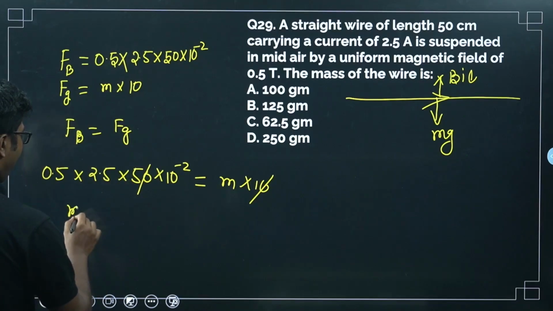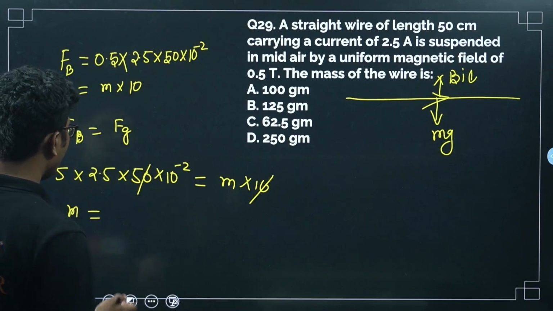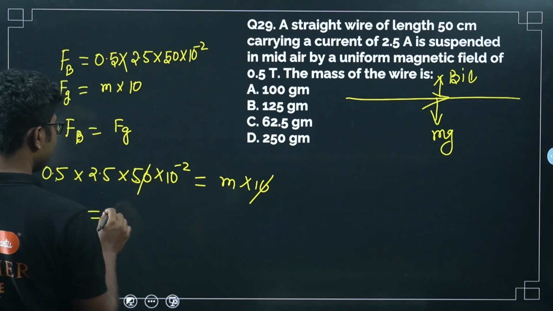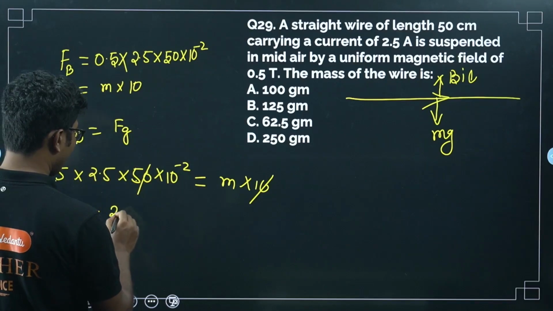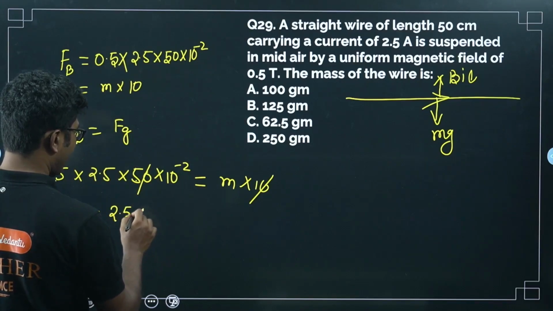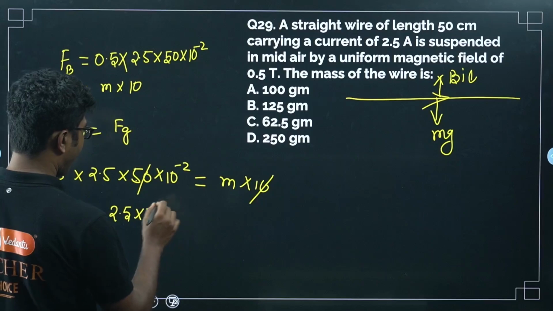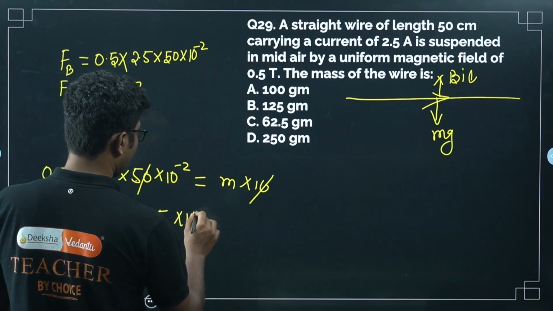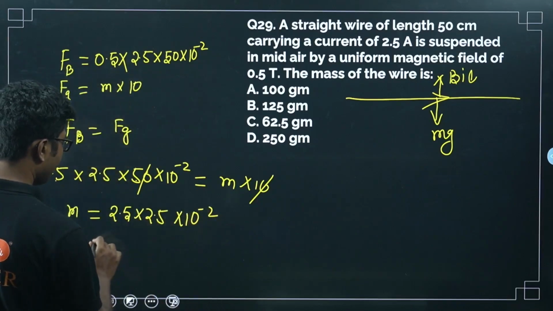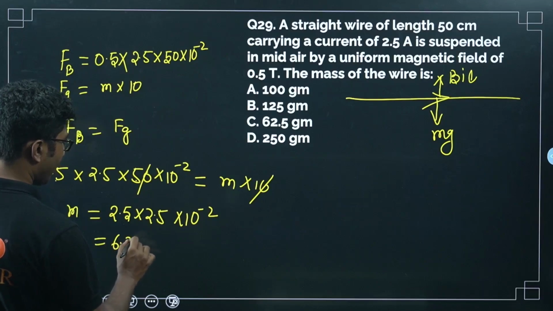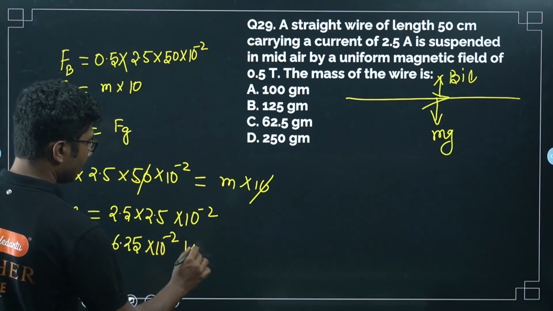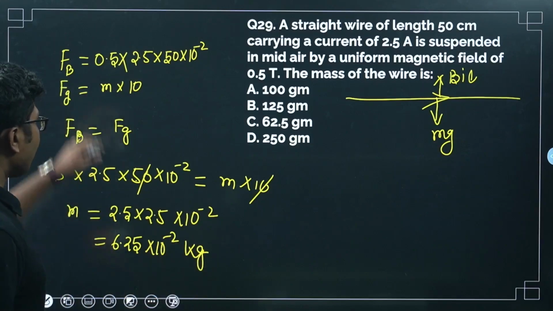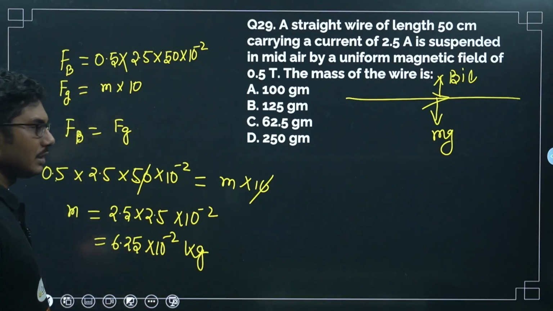So m should be equal to, 5 5s are 25, so again 2.5 times 2.5 times 10 to the power of minus 2. If you multiply them, it will be 6.25 times 10 to the power of minus 2. This is in kilograms. Okay, everything is in SI unit, so the answer will be in kilograms.